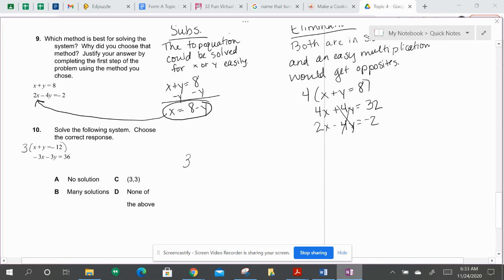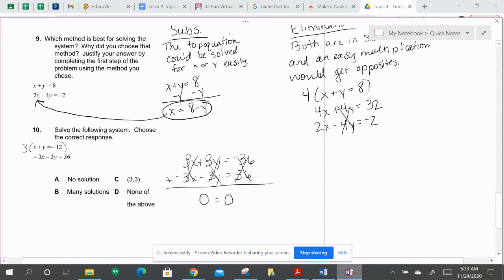And so to do that, I'm going to have 3x plus 3y is equal to negative 36. And then the bottom equation was negative 3x minus 3y is equal to positive 36. When I go to add to eliminate, 3x and negative 3x is eliminated. 3y and negative 3y is also eliminated, so I'm left with 0 on the left side. And then negative 36 plus 36 is also eliminated, and I'm left with 0.